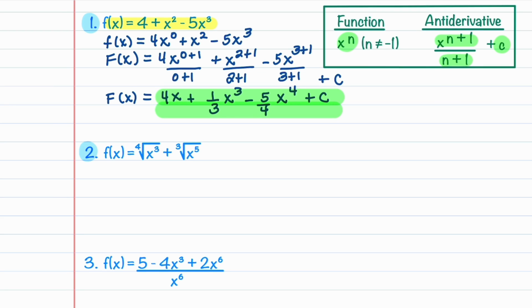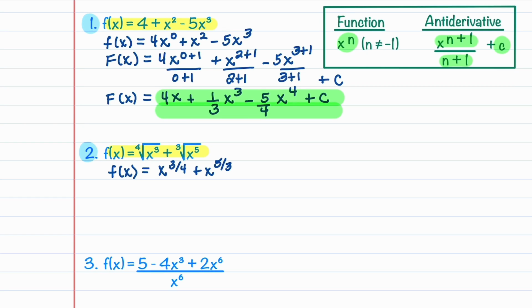In our second example, we're given the function little f of x is the fourth root of x cubed plus the third root of x to the fifth. I chose this one because I want to show you that before you find the antiderivative, it's best to rewrite the function. So we're going to rewrite f of x as x to the 3/4 plus x to the 5/3. Now we can find the antiderivative much easier.